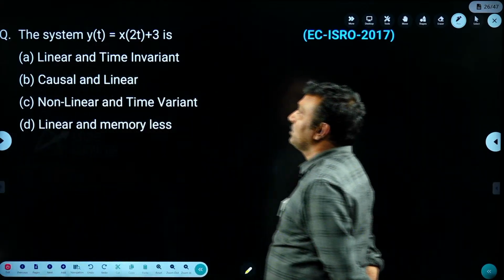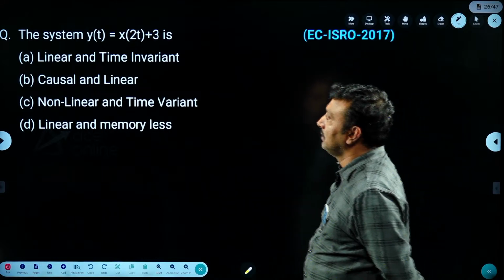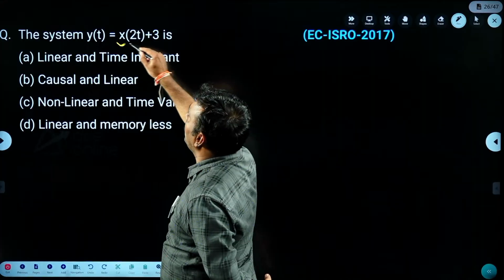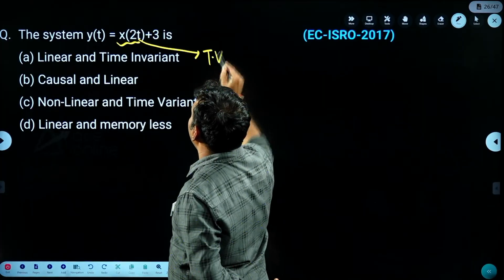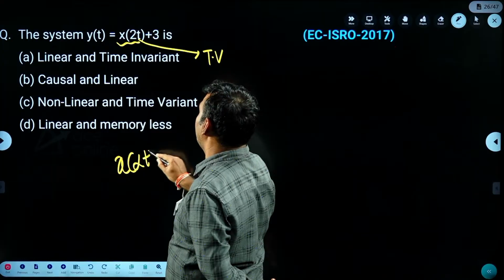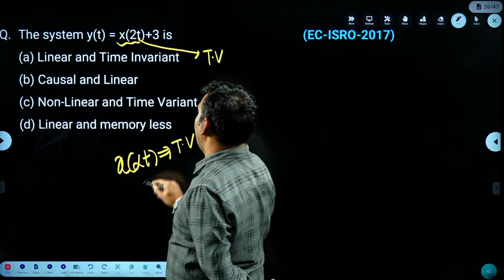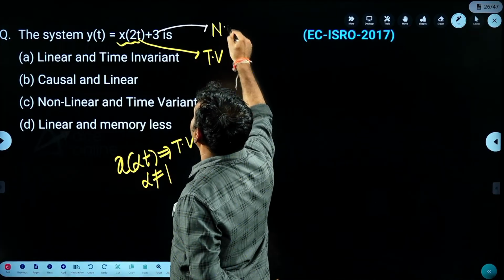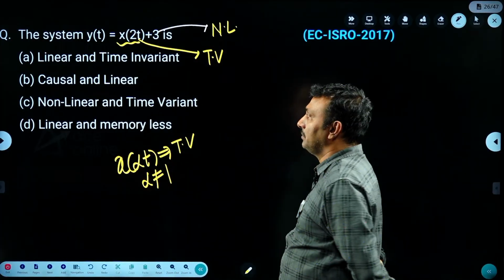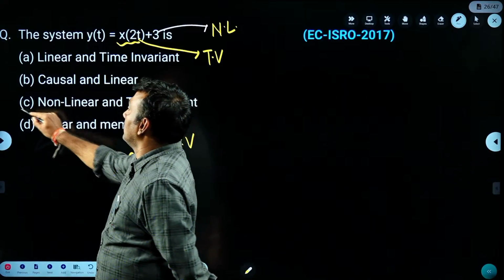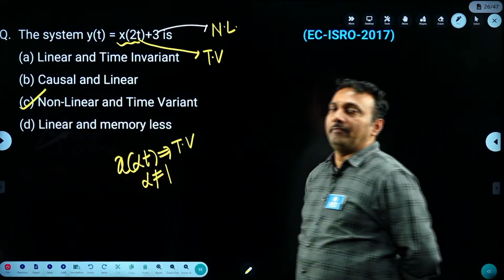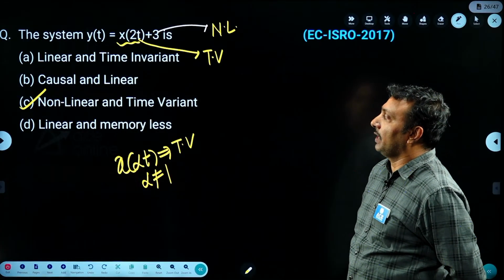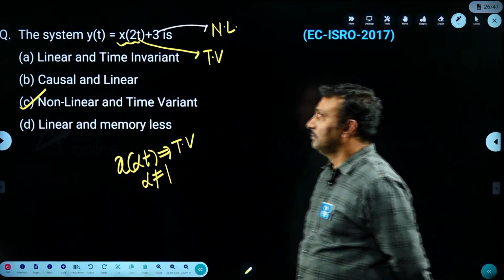Y of t equals x of 2t plus 3, which is the correct property that is asked. X of 2t means time variant, because in general time scaling is a variant operation. Adding a constant number makes the system non-linear. So non-linear and time variant is the correct one.